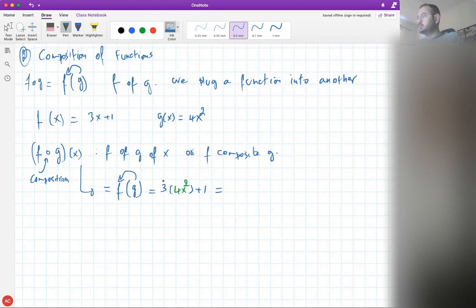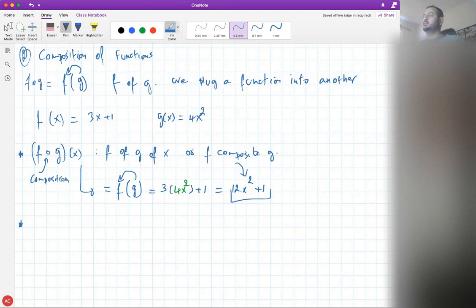So we're going to multiply these two. So that's 12x to the second plus 1. And that's it. This is, again, f composite g. It's just a new function. We get it not by adding or subtracting or multiplying, but by just plugging one function into the other. You just put it inside. You replace x with g. That's right. So we plug a whole function into another.